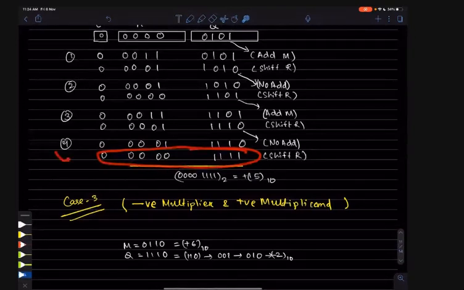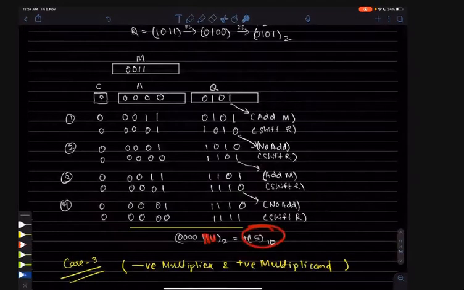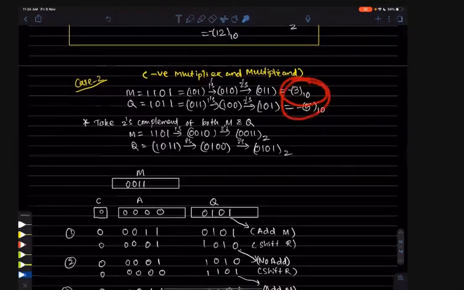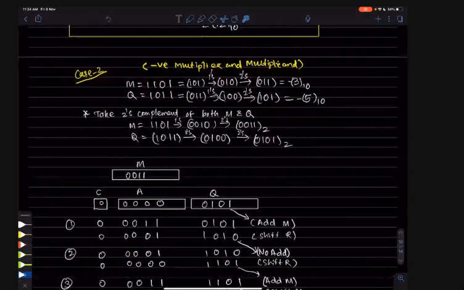4 steps are over, you have received the result. 1111, that's 15. So what are the two numbers? 5 into 3, 15. Multiplication is done. So that is the simple thing. Any doubt up to this? Very simple operation.